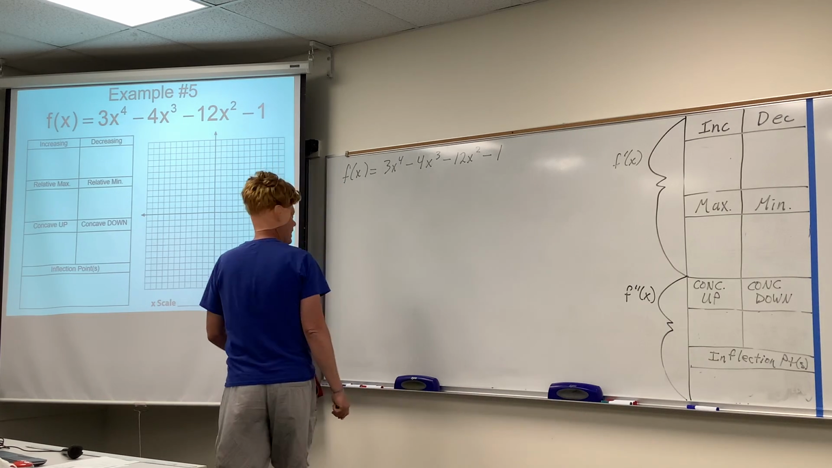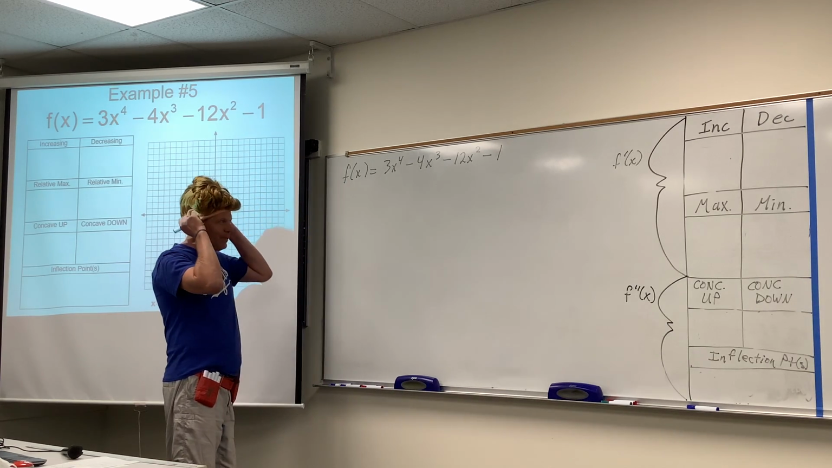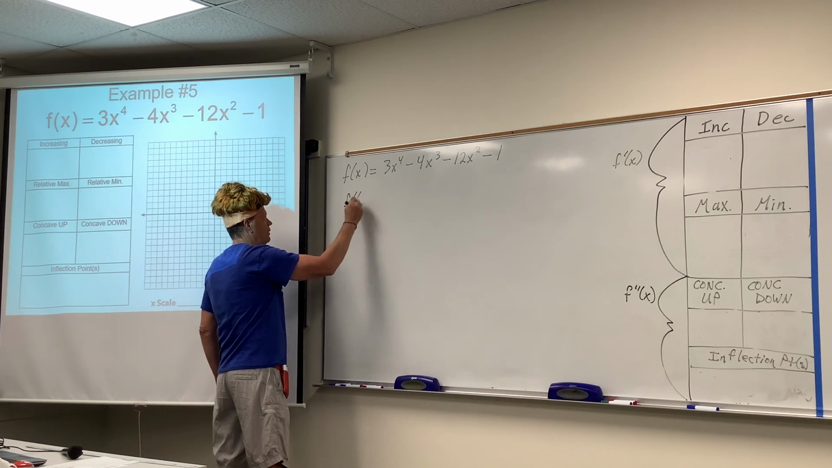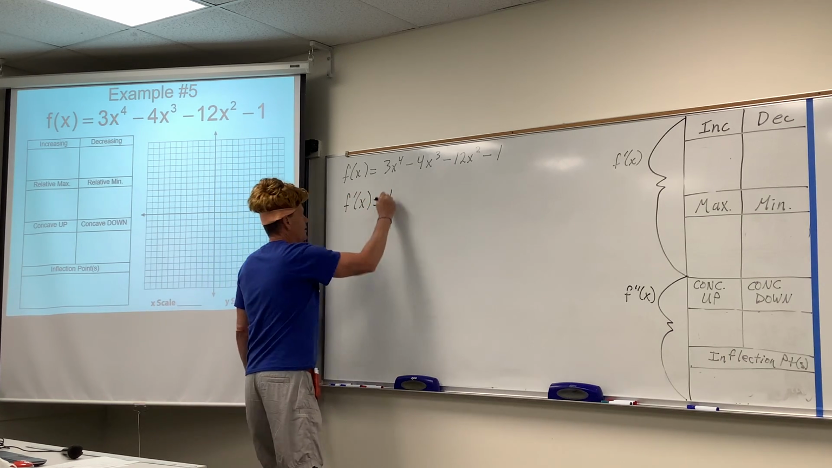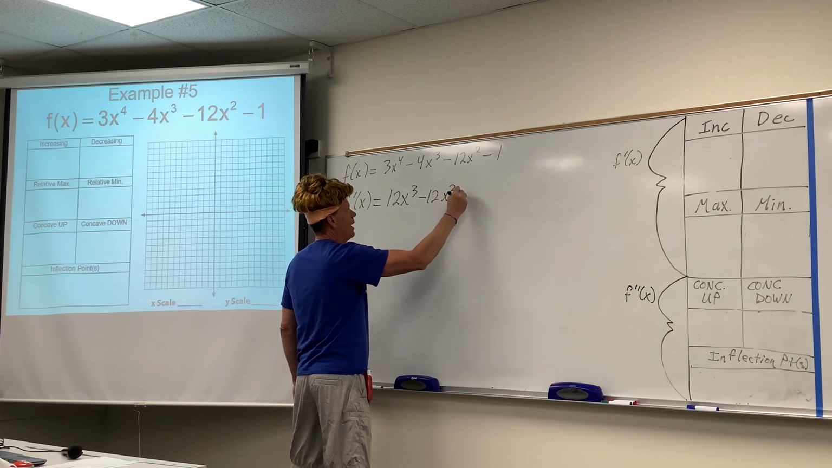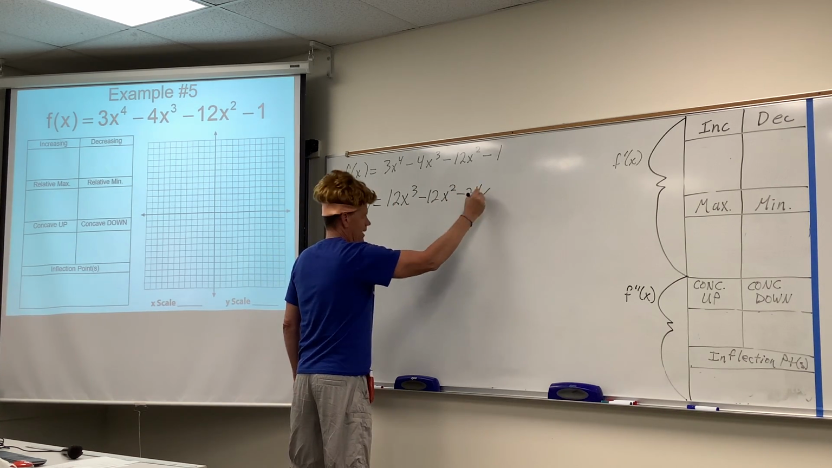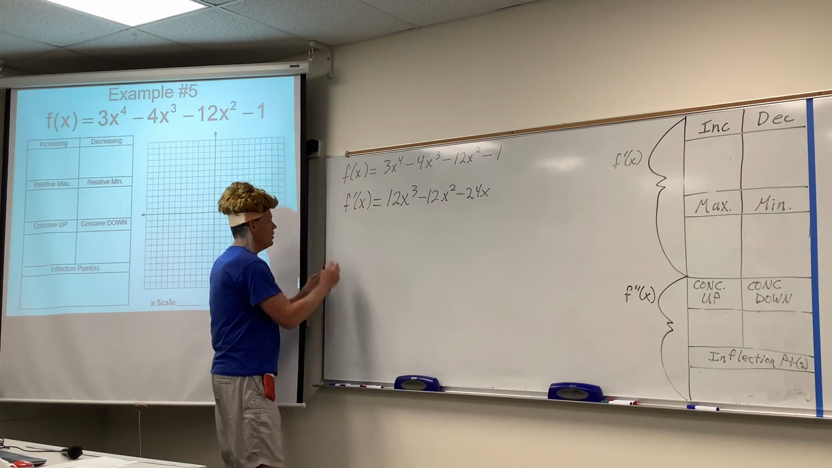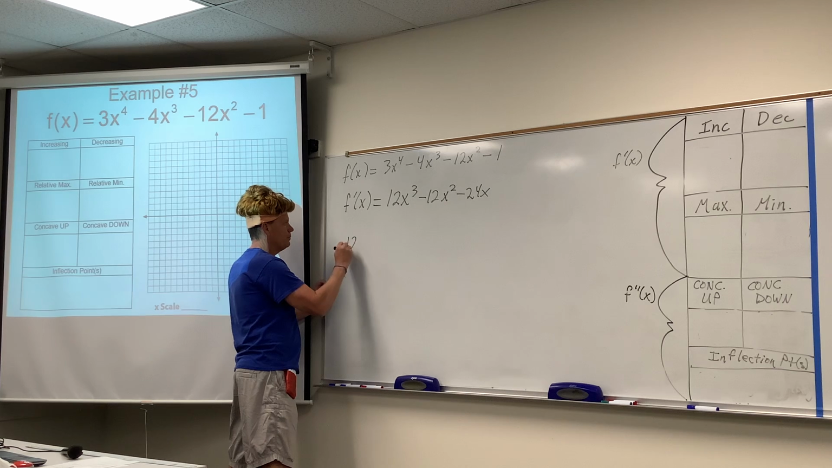Of course, we find the increase, decrease, max, min from the first derivative. So we take the first derivative here, f prime of x. That's going to give us 12x cubed minus 12x squared minus 24x. And then that goes away, right? Okay. So then we set that equal to 0.